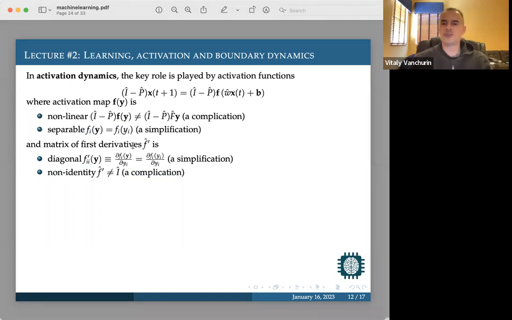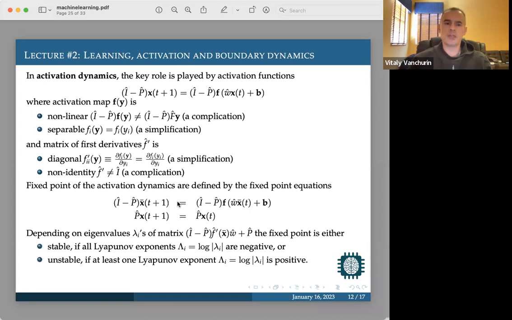Now, why do I pay attention to this matrix of derivatives? It's because this is how you would go about studying stability of the dynamical system. Here is the illustration for that. We can keep iterating, taking vector x and plugging it back in to get the state at time t plus 1. We keep all of the boundary neurons fixed so they don't change. We're just iterating with this activation map.